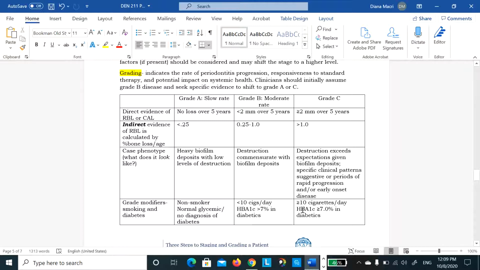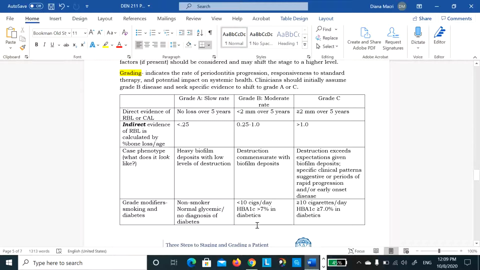Okay. Additionally, they created what are called grade modifiers. And if you have been looking at those videos that I gave you guys on your class schedule, I gave you links of all the videos from the American Academy of Periodontology and the European Federation of Periodontology. You will see that they say, you know something, diabetes and smoking are such, we have so much research telling us about how detrimental that is to periodontal health that we're going to include them as grade modifiers.